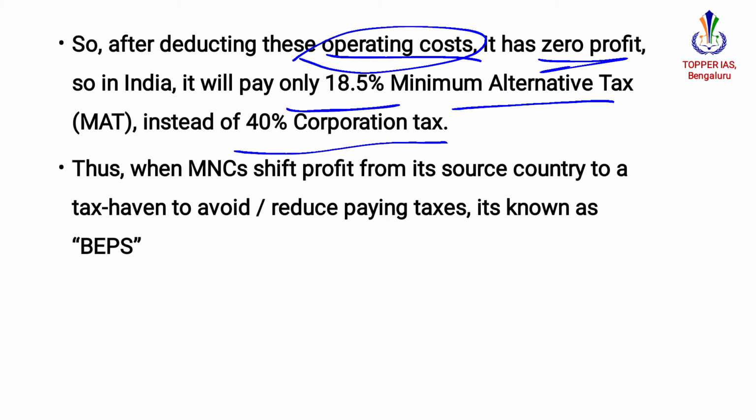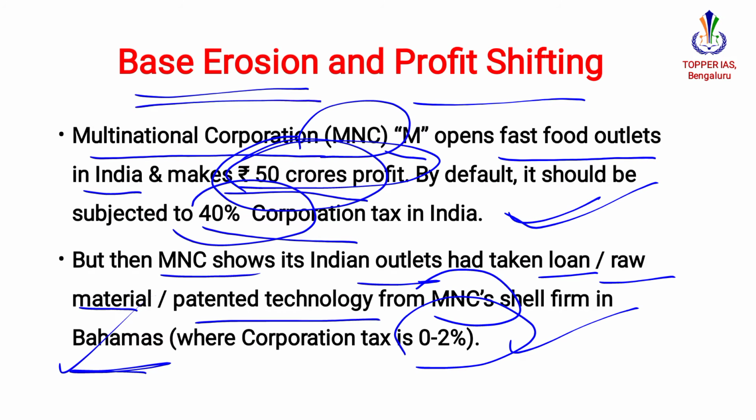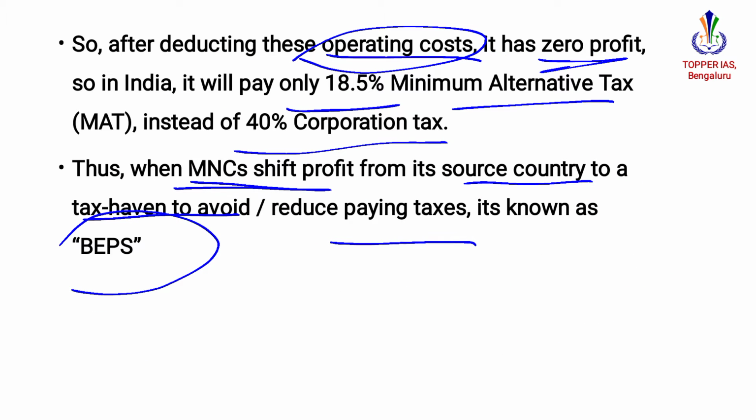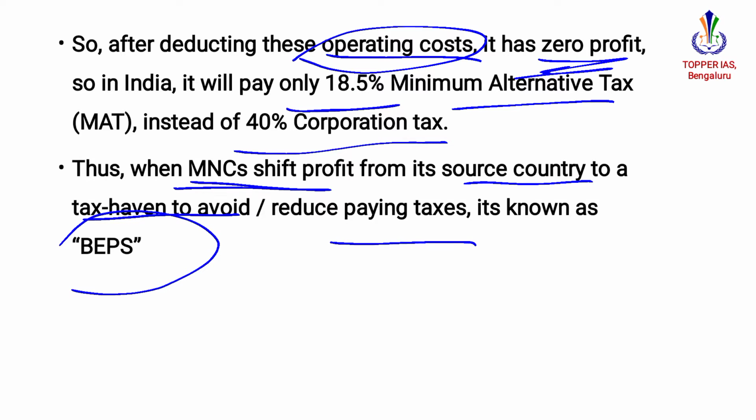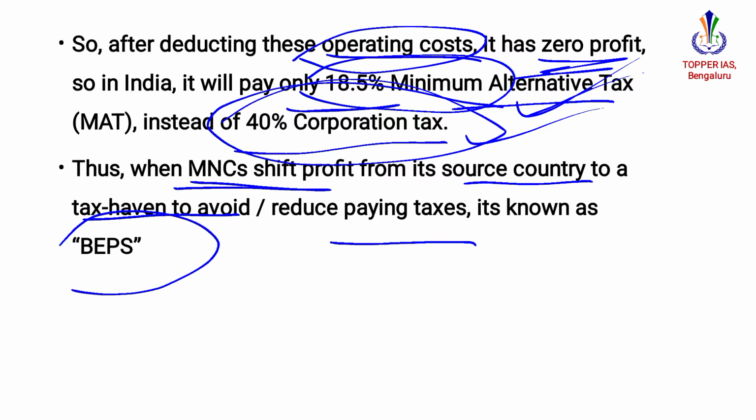So this is called tax evasion. This MNC shifts the profit from the source country to a tax haven to avoid paying taxes. It is known as base erosion and profit shifting, because it made a profit of 50 crore in India, but it showed operating cost from Bahamas and paid the taxes in Bahamas, and showed zero profit in India. Instead of paying 40% corporation tax, it paid only 18.5% minimum alternative tax. This process is known as base erosion and profit shifting.